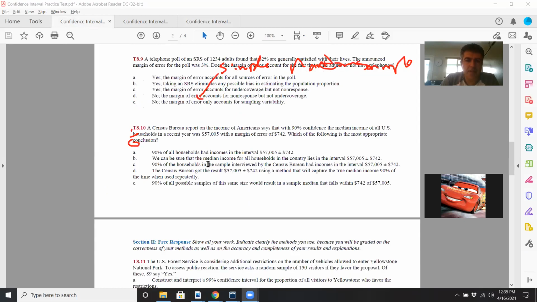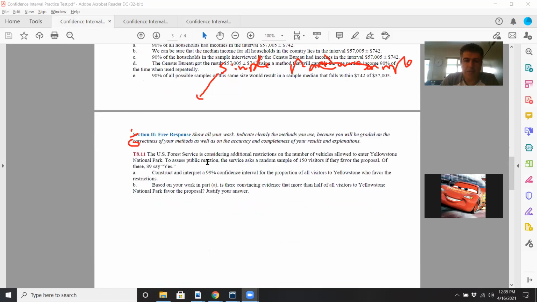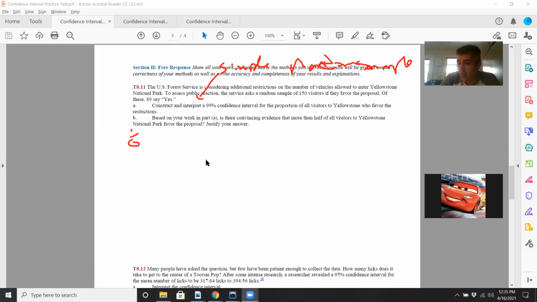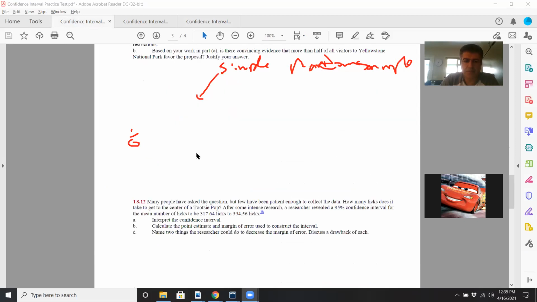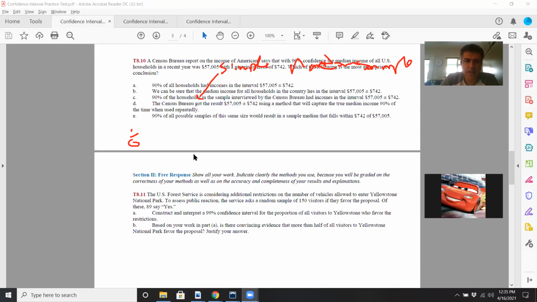We have a telephone. And then number 10, then we'll go into a breakout room so you guys can discuss the free response. Again, if you did it, great. If not, then talk about it, work it out, and then we'll come back and go through that. So number 10, the Census Bureau reports on the income of Americans says that with 90% confidence, the median income of all U.S. adult households is that much, with a margin of 742. Which is the most appropriate conclusion?